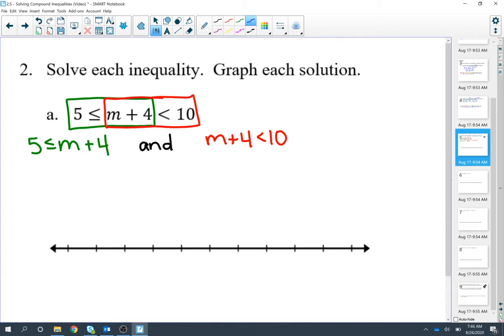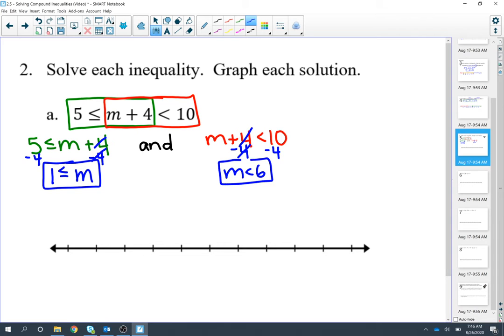So I'm trying to isolate the m. I'm going to subtract 4 from both sides. 5 minus 4 is 1. I didn't multiply or divide by any negatives, so I keep my inequality the same. And that's going to give me m is greater than or equal to 1. Then I'm going to do the same thing over here. I'm going to subtract my 4. m is less than 6. That's your solution.